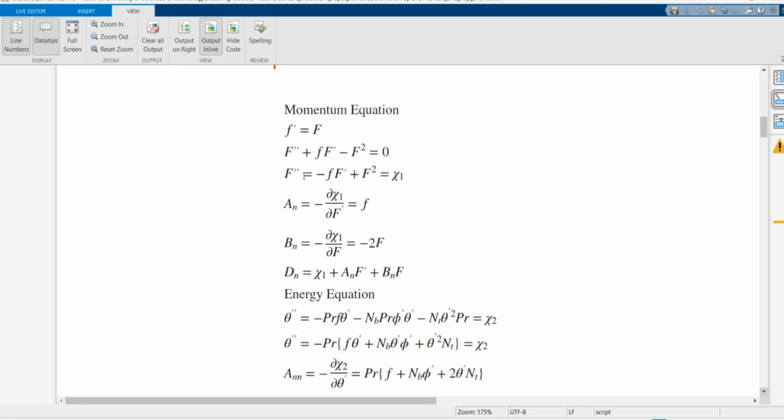You put f double dash with coefficient equal to 1 on the left hand side, and keep all the values on the right hand side, which is equal to chi1. Then we take a derivative of this chi1 with respect to capital F dash, and take a minus.